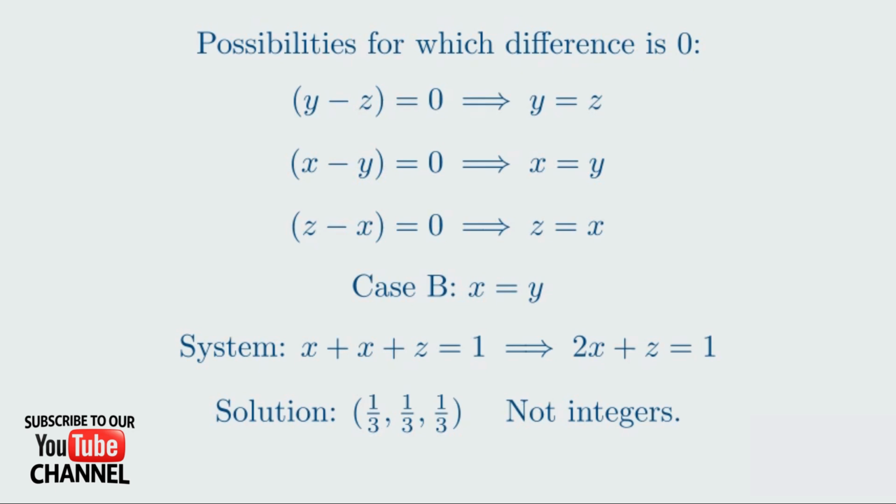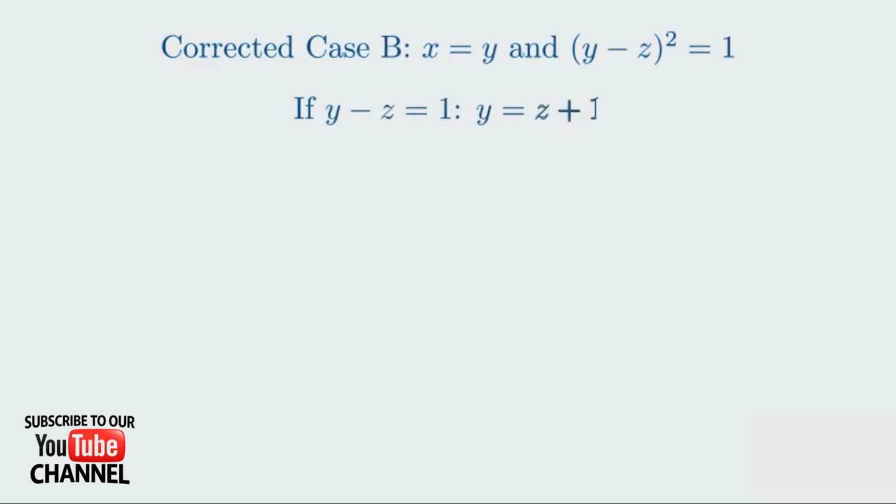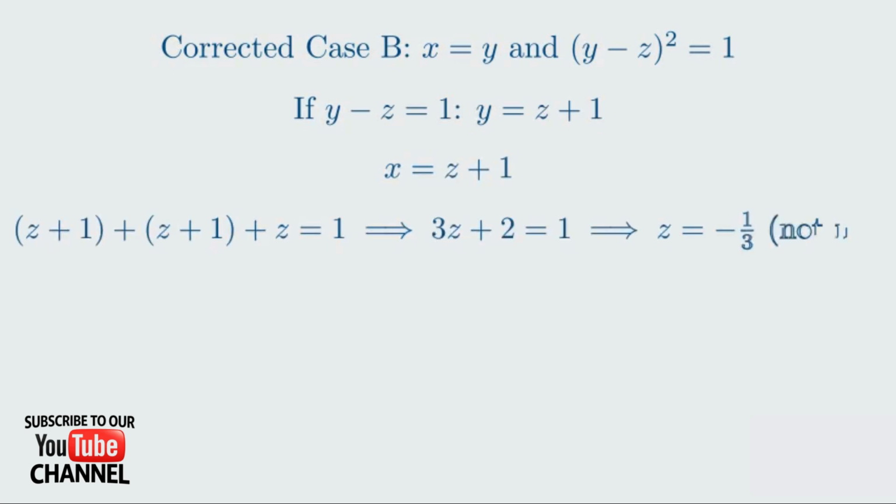Again, not integers. Wait, I made a mistake. If x equals y, then the difference, (x minus y) squared, is 0, not (y minus z). Let's be careful. The correct constraints from our sum of squares equation for x equals y are x equals y and (y minus z) squared equals 1. If y minus z equals 1, we get the solution (0, 1, 0). If y minus z equals minus 1, we get (2/3, 2/3, negative 1/3), which is not an integer. Ah, I made another error. Let's start with x equals y, and then use the possibilities for the remaining 2 terms.